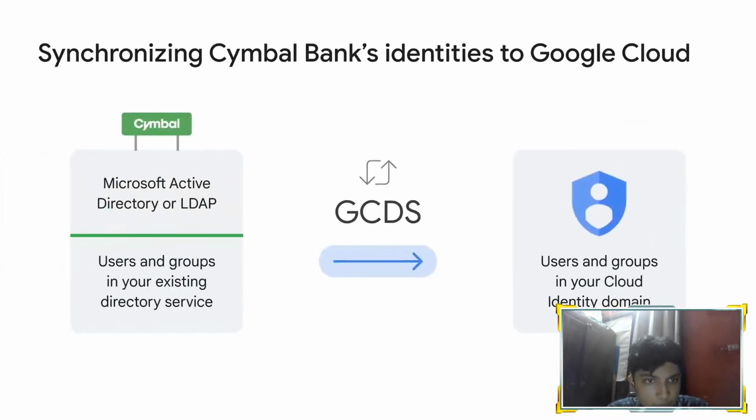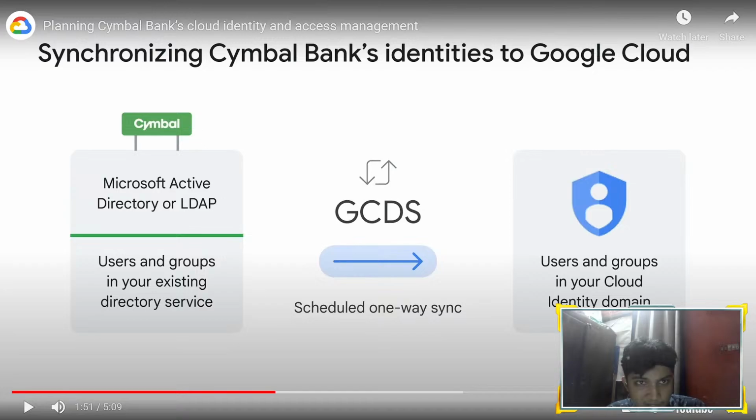Symbol Bank will synchronize their on-premises Active Directory users and groups to Cloud Identity using the Google Cloud Directory Sync tool. This synchronization will be handled by a cron job, which will run on a daily schedule right after updates are made to the Active Directory.